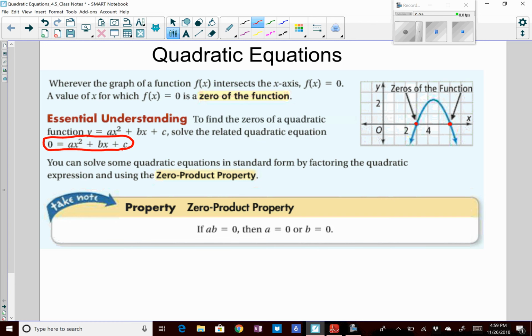So for example, they show you the zero product property down here. And basically what they're saying is that if you have two factors, a times b equal to 0, one of those numbers, a or b, has to be a 0 for the product to be 0. We're going to use that with factoring to find the solutions or the zeros of a quadratic equation.